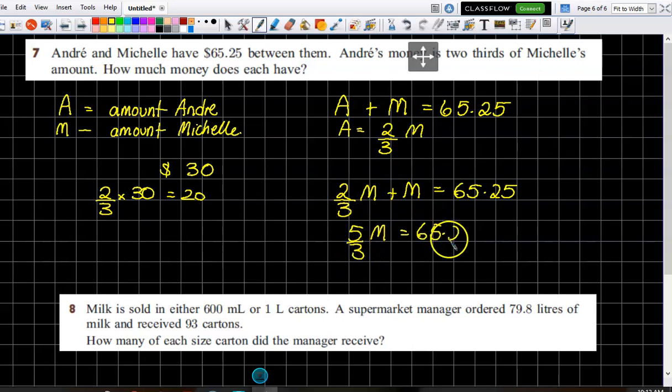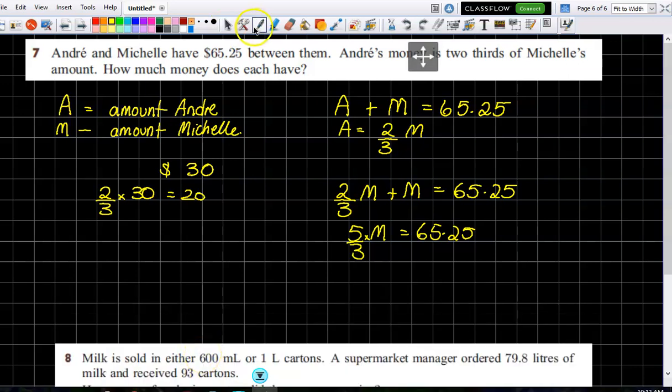equals 65.25. Now, how do I get rid of a times 5/3? Divide 5/3, or times by 3, divide by 5. It's up to you. Yeah? So we should be able to get what Michelle has. Is that what was bothering us? I'll write that down just in case. So, therefore, M equals the amount that Michelle has is $39.15, right?